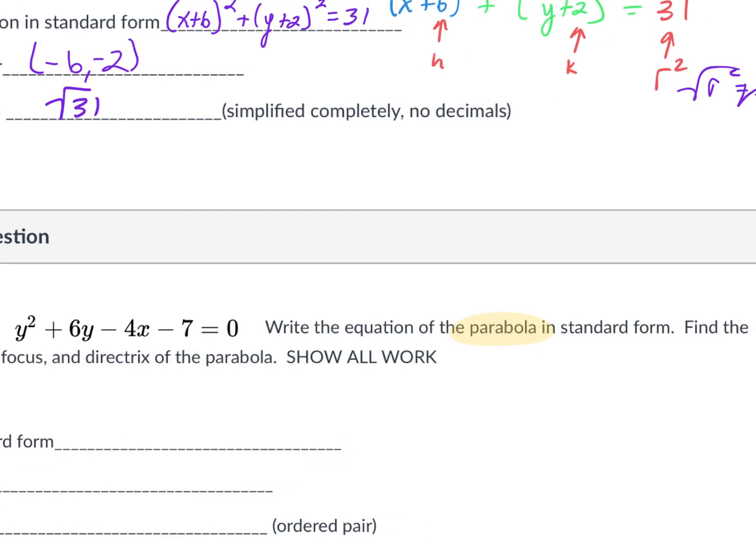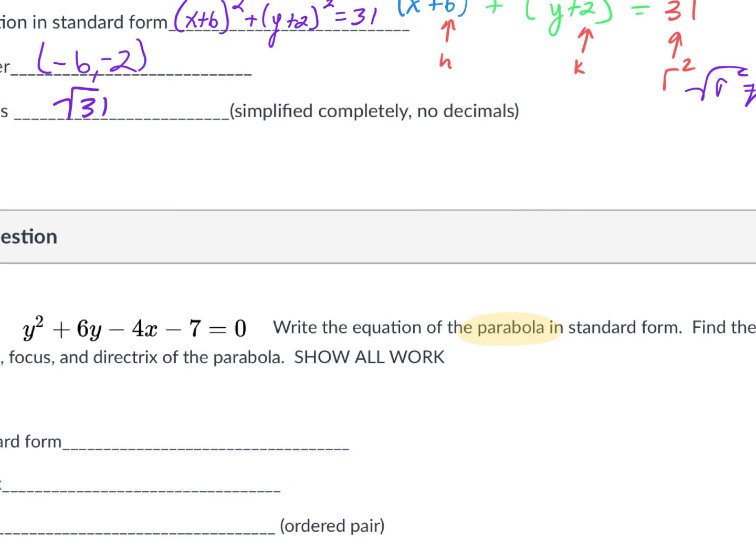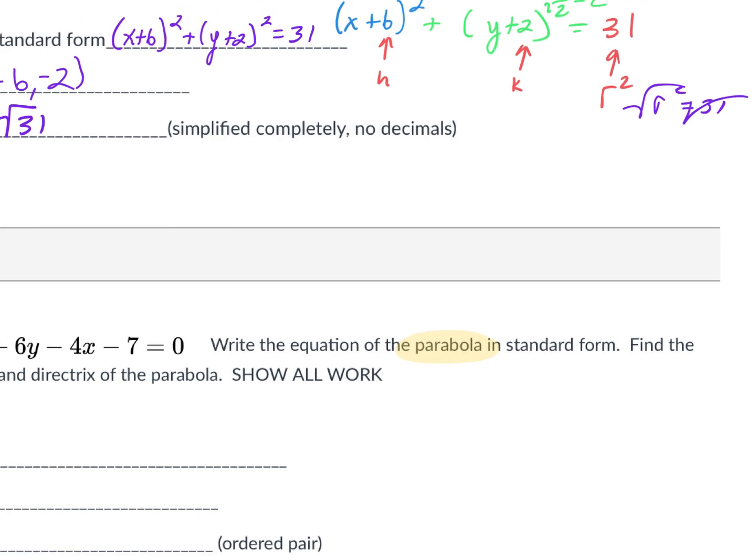Squared. There we go. So let's go ahead and look back on your little cheat sheet if you want to. What is the parabola formula for a y squared? What's the standard equation look like? Look back at the beginning. For a y squared. Y minus k squared equals what? 4p times x minus h.